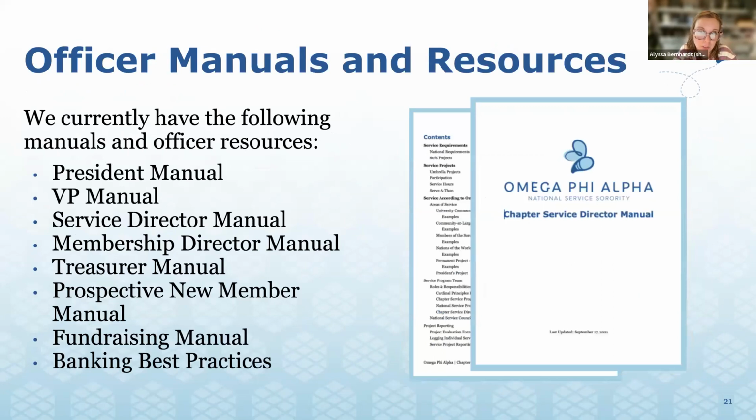So we have a ton of officer manuals. I think I found all the manuals that we currently have. We have a president, a VP, a service director, a membership director, treasurer, prospective new member, fundraising, banking, and there are a ton of expansion manuals for them as well. You can see on the service one that we've moved all of the areas of service into the manual. There used to be an area of service guide and we moved them into the manual. So we have examples of every area of service project you can do. And the examples are pre-approved projects, so they're projects that we feel comfortable with your chapter doing.